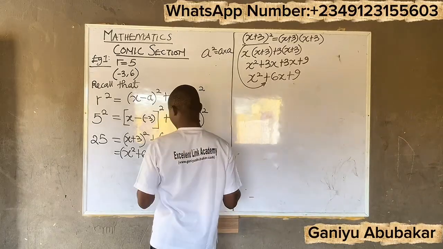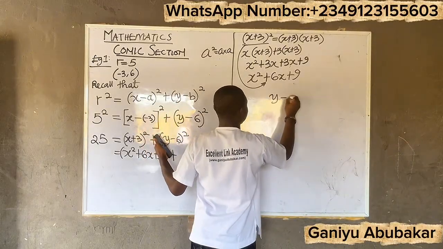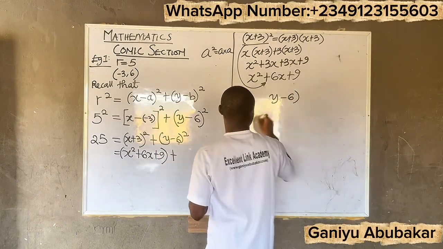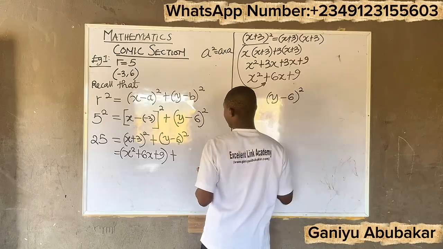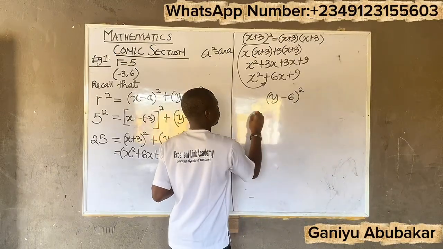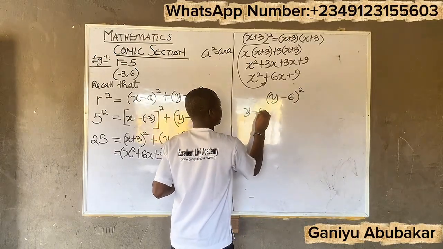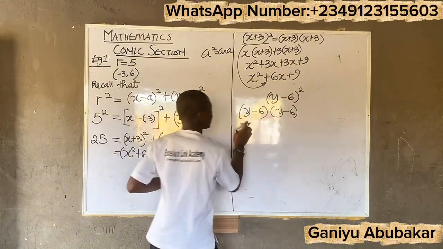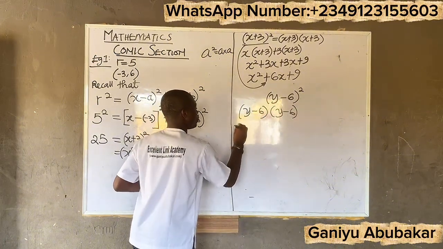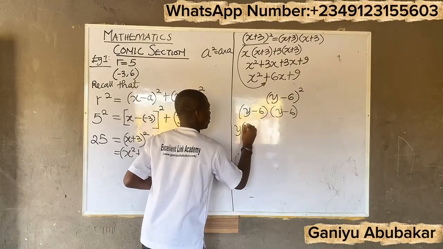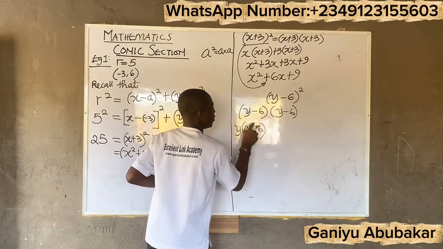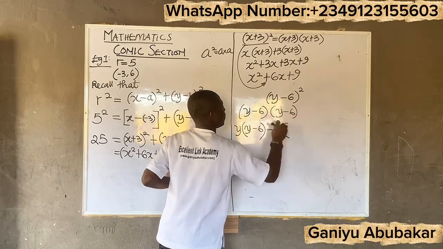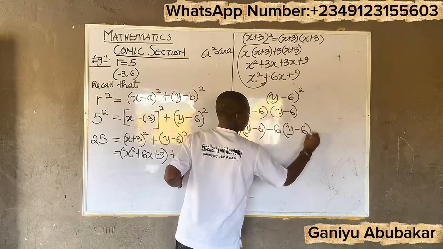All right. For this one here, I have y minus 6, all squared. For me, this one gives you y minus 6 into y minus 6. First task, bring out the first term in the first bracket, which is y, into everything here, y minus 6. The second term in the first bracket is minus 6, into everything here, y minus 6.